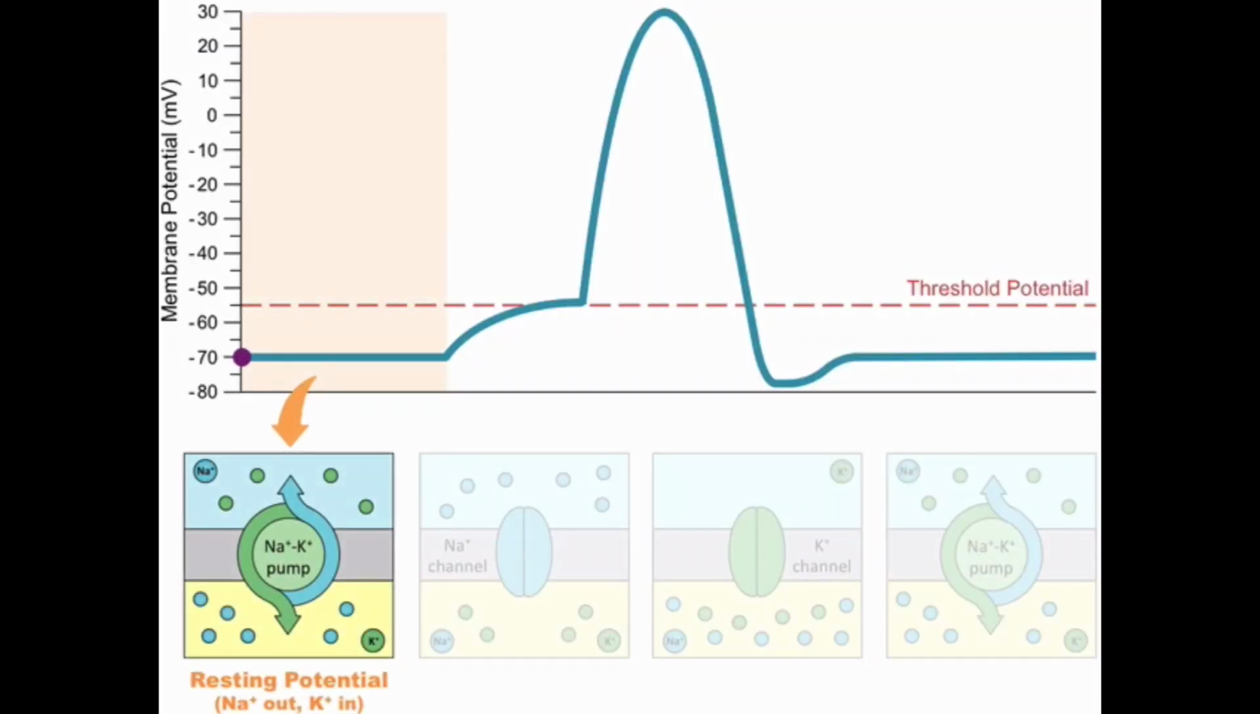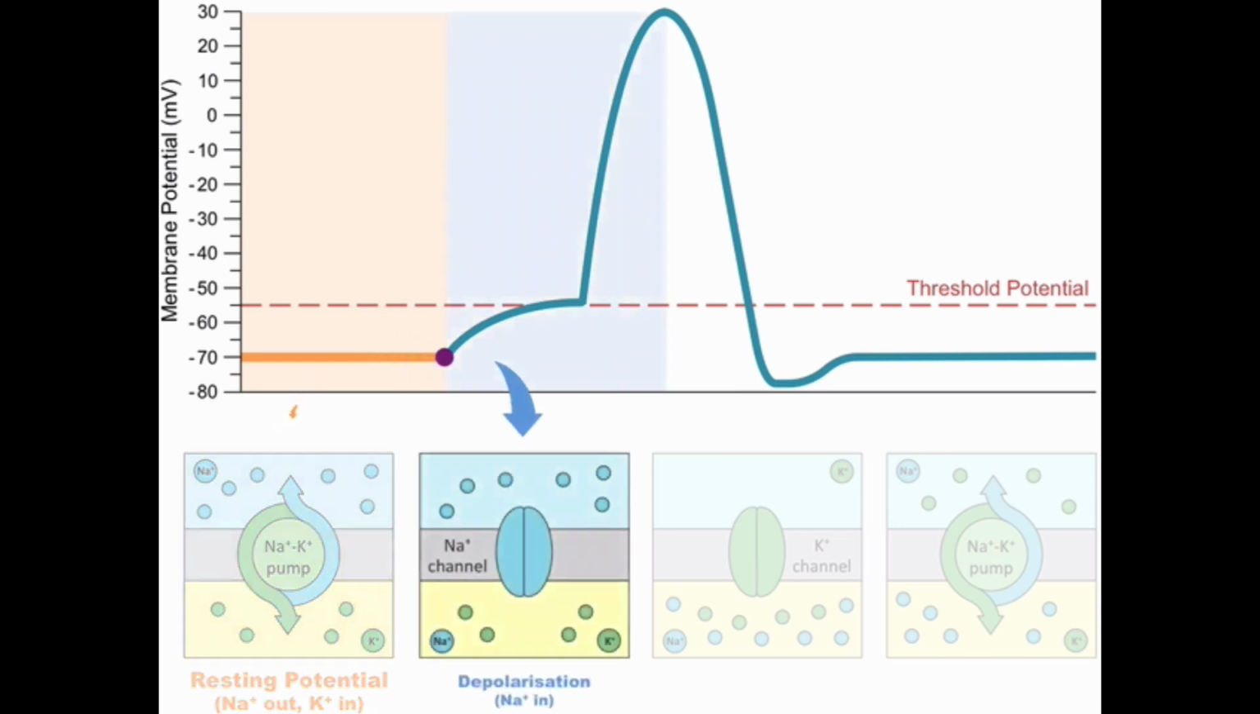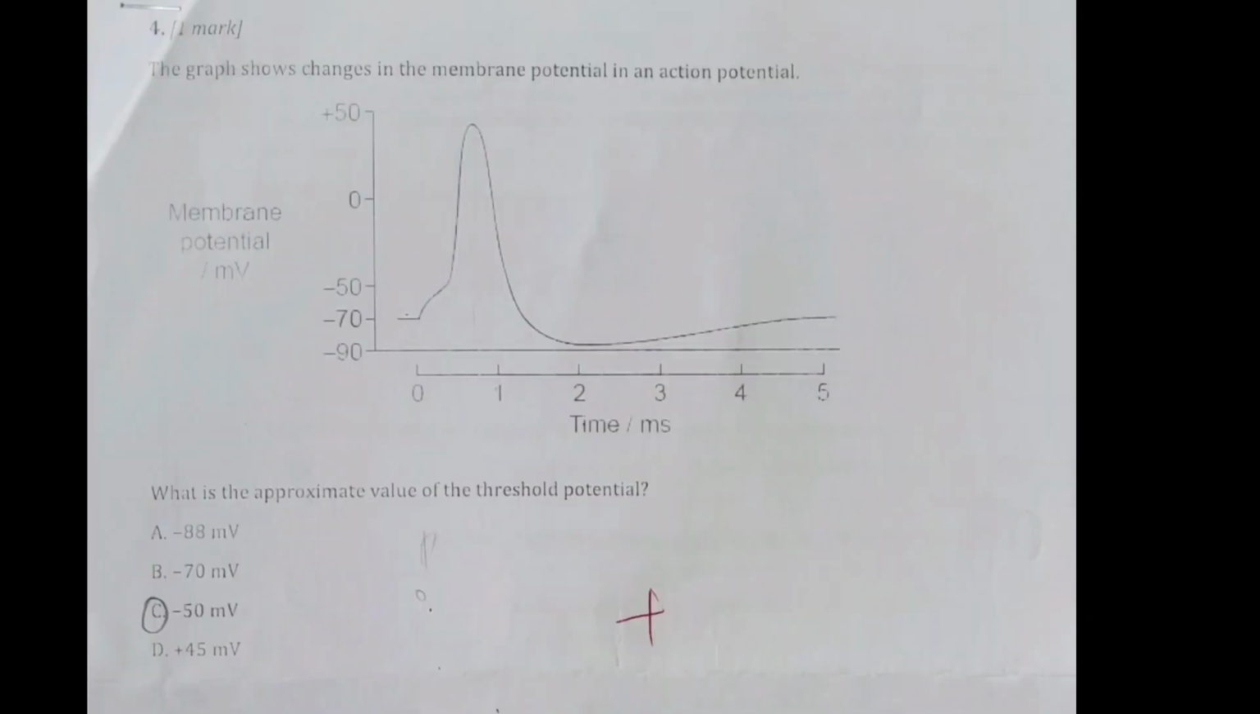This animation helps to understand this better. During resting potential, sodium and potassium ions are moved against their concentration gradient by active transport. Then the depolarization of action potential happens, and the potential at which depolarization occurs is called threshold potential. In this case, the question asks what is the approximate value of the threshold potential according to this graph. So in this case, it is minus 50 millivolts, and it is the answer to this question.